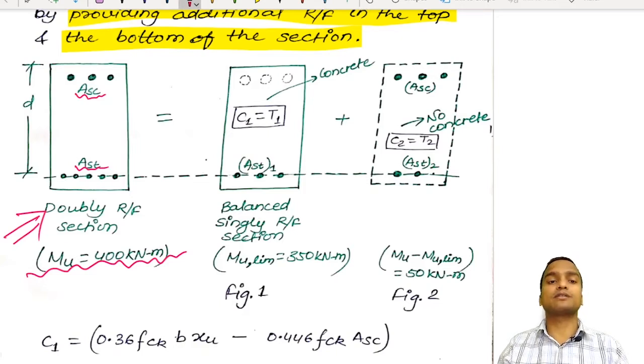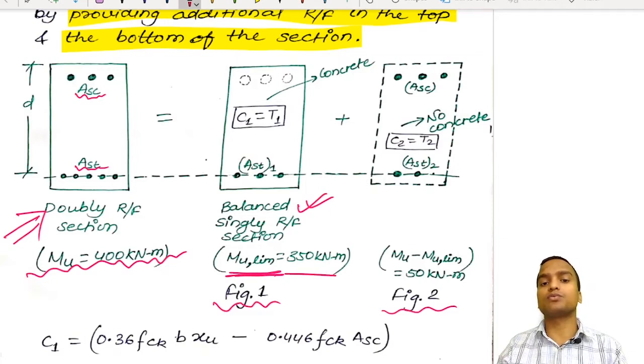Now I have broken this image into two simple parts, and we are trying to understand this by superimposing one over the other. This is figure 1 and this is figure 2. In these two figures we have shown two sections in such a way that figure 1 represents a singly reinforced beam section, and this is a balanced section which is going to resist the load of Mu limiting of the section, which is equal to 350 kilonewton meter. So this is a balanced section, and in this case Mu is equal to Mu limiting.